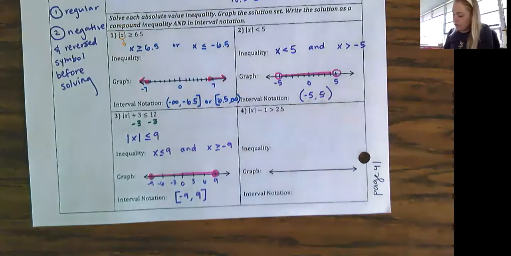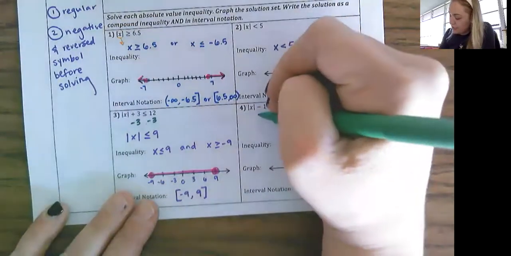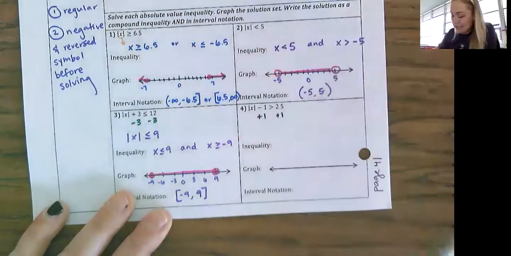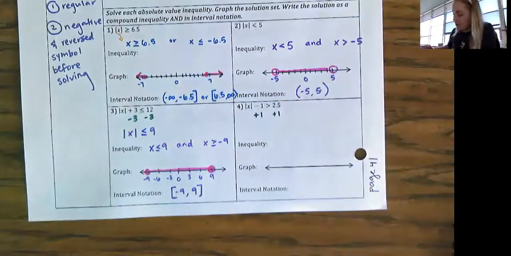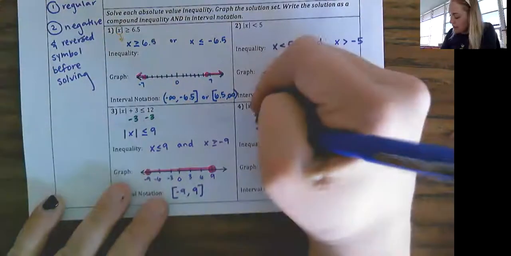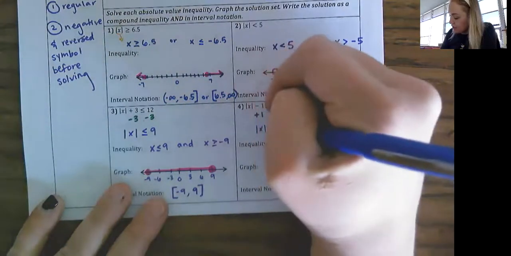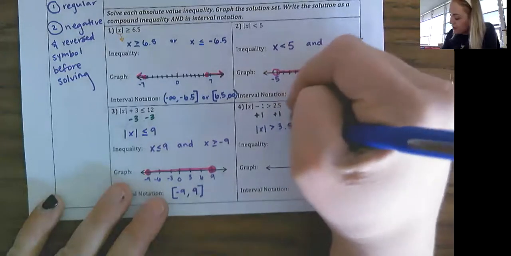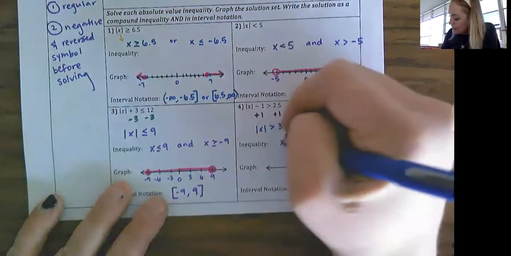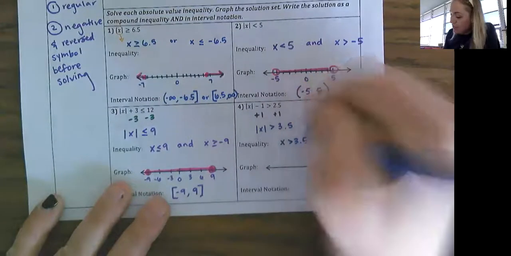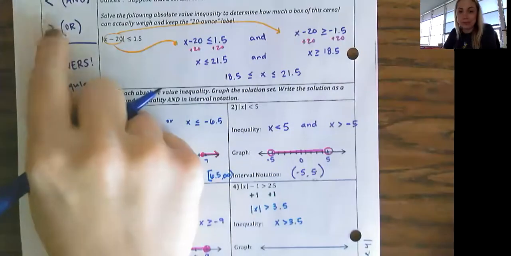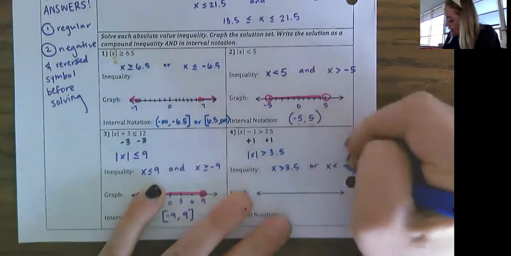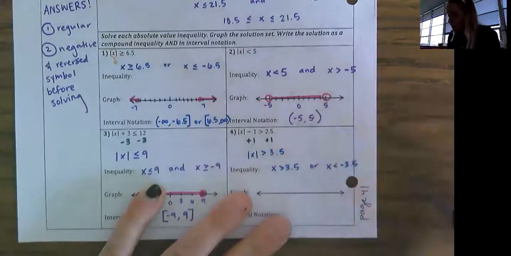Okay, on number 4, I've got to undo this minus 1 by adding 1 on both sides. I have the absolute value of x is greater than 2.5 plus 1 is 3.5. When I write that out, x is greater than 3.5. And remember, a greater than symbol is an or statement. So I write or x is less than negative 3.5.